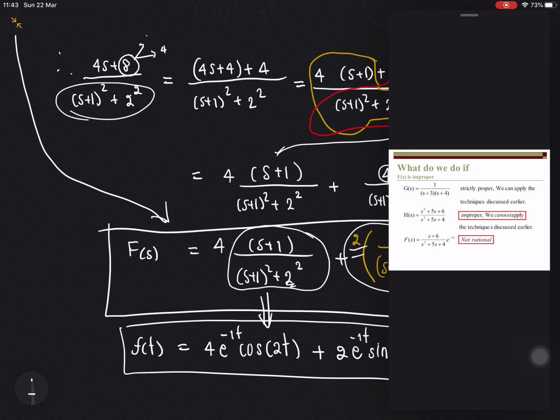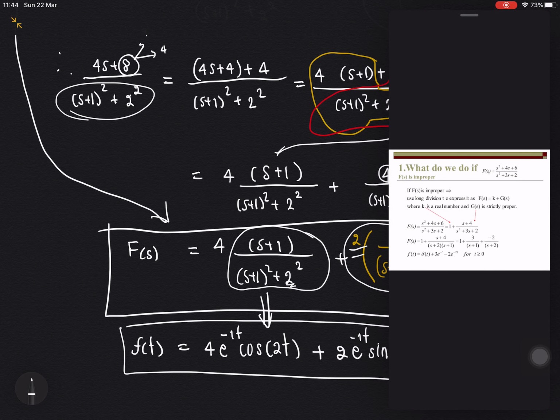And how about the last one, the fs? So the fs function, even though you have the proper function, you can see that that proper function is multiplied with the exponential function. This is not the rational function, therefore we cannot apply the technique that we discussed earlier. So next, if we have the improper functions, right, what would we do?